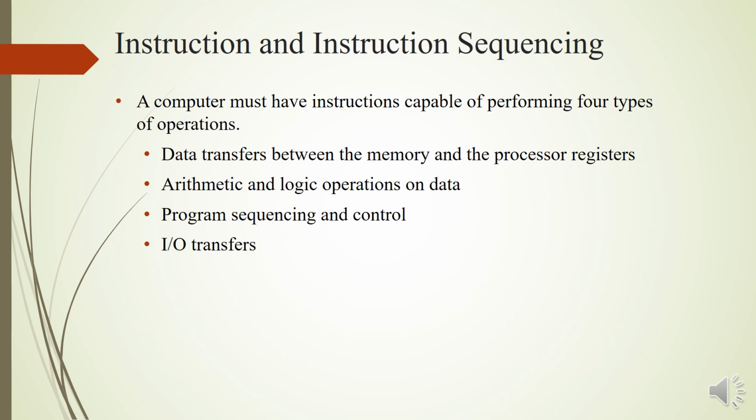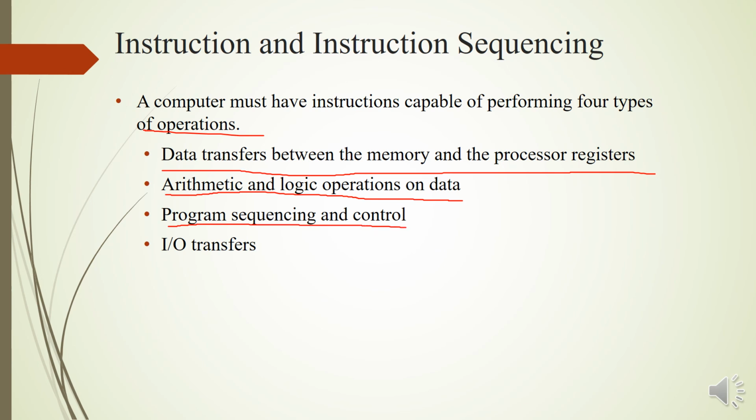Now coming to the instruction and instruction sequencing. A computer must have instructions capable of performing 4 types of operations. Data transfer between the memory and the processor registers. Instructions are required to perform arithmetic and logical operations on the data. Instructions are required for program sequencing and control of the program flow. Instructions are required for I/O transfer.